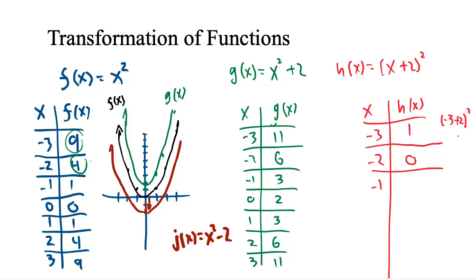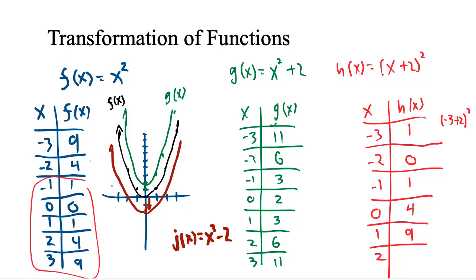And then -1 plus 2 is 1. And then notice it's going to keep going up 1 on the inside. So if I have 0, 0 plus 2, 2 squared is 4. And so notice then 1 plus 2 is 3, 3 squared is 9. And so we see the same numbers basically as we did over in this table. But now notice how it's kind of shifted up, right?